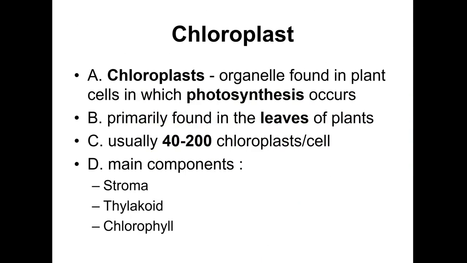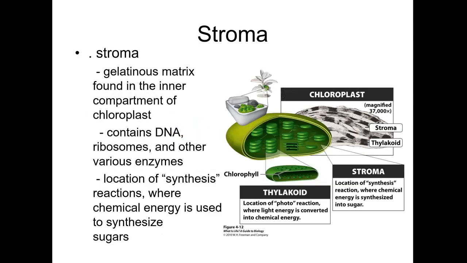It's mainly found in the leaves of plants, and usually you'll find around 40 to about 200 chloroplasts per cell. The main components of the chloroplast are going to be the stroma, the thylakoid, and chlorophyll. Let's look at those a little closer.